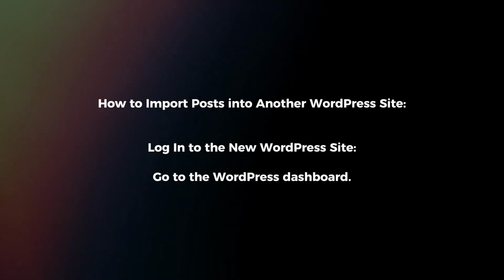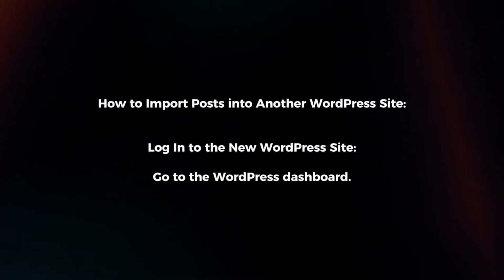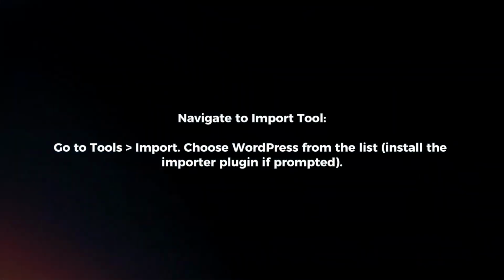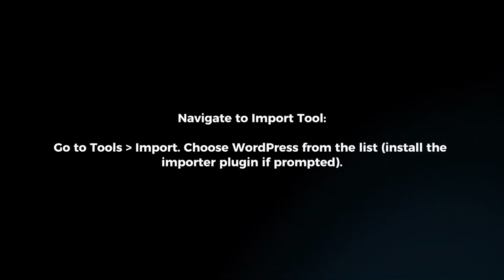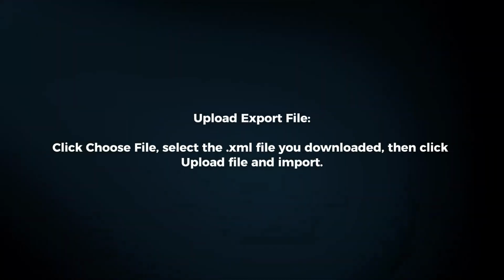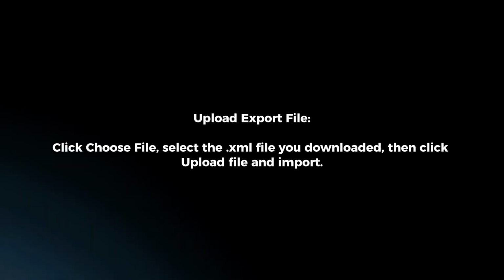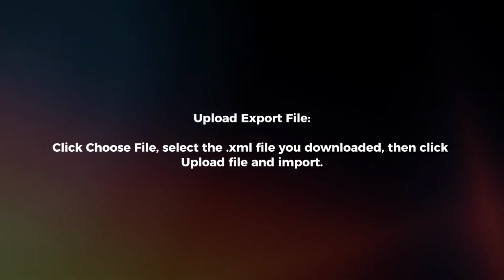Log into the new WordPress site. Go to the WordPress dashboard. Navigate to Import tool. Go to Tools, Import. Choose WordPress from the list. Upload export file. Click Choose File, select the XML file you downloaded. Then click Upload File and Import.